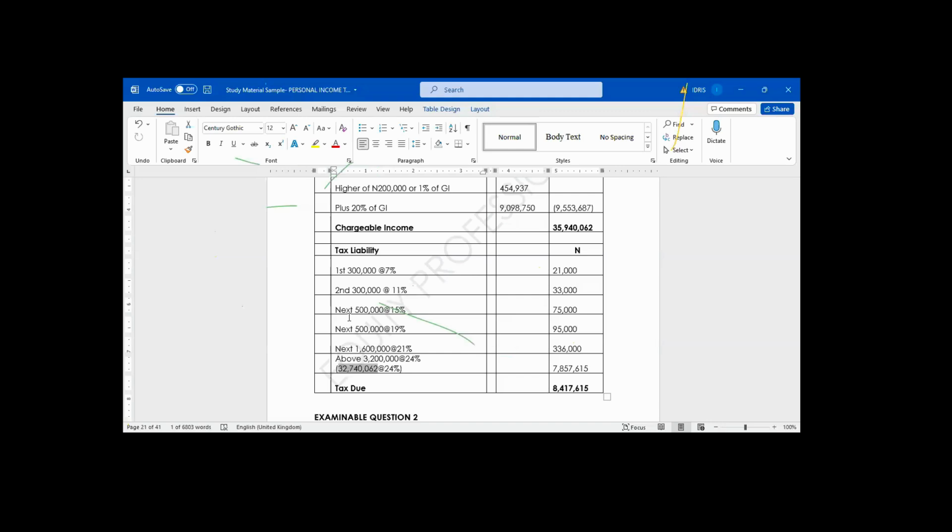In the absence of any more questions, by next week we continue again on personal income tax. We are still going to solve at least 4 more questions on personal income tax, 4 to 5 questions. We are starting from the simple one.